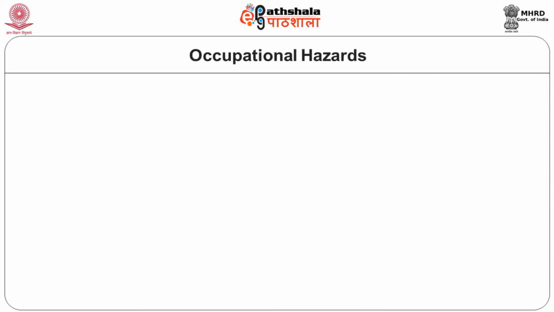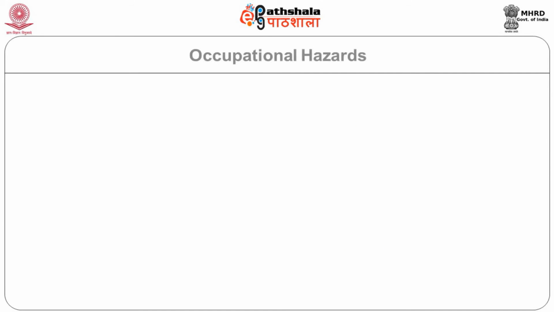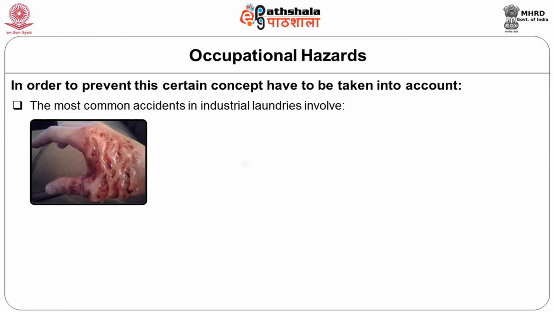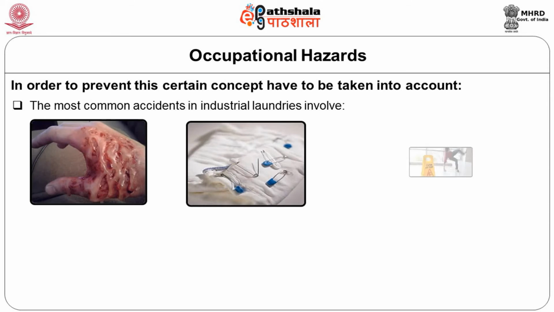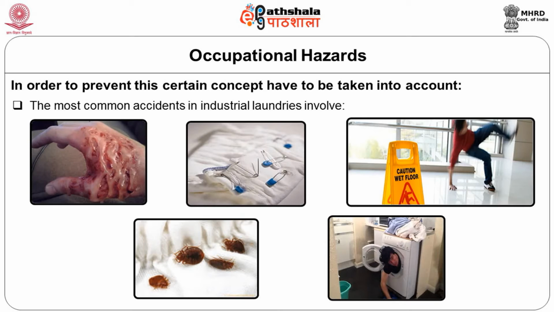So far we have been discussing chemicals used to remove dirt from the fabric. When these chemicals are being used, occupational hazards occur. In order to prevent this, certain aspects have to be taken into consideration. The most common accidents in industrial laundries involve chemical exposure, sharp objects left in soiled linen, slips when the floor is wet, exposure to pathogens contaminating the linen, and any part of the body being caught in the machines.